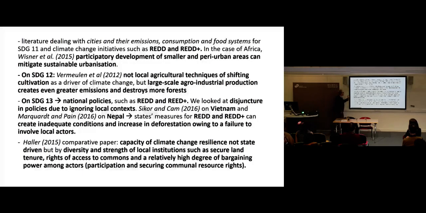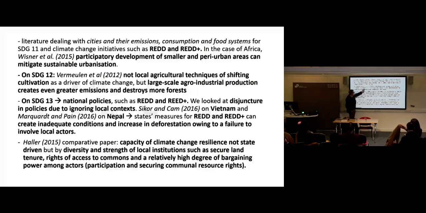And then comes a paper which I think is very interesting. I don't know if you know that paper of Vermeulen et al. 2012. Otherwise I recommend this reading because it starts very natural science wise, looking at the CO2 output, etc. And as you continue reading, you realize that it's not the local agriculture techniques of shifting cultivation, which in Asia, for instance, and also in Latin America, is seen as enemy number one. They are killing the forests. Bad, bad, bad.